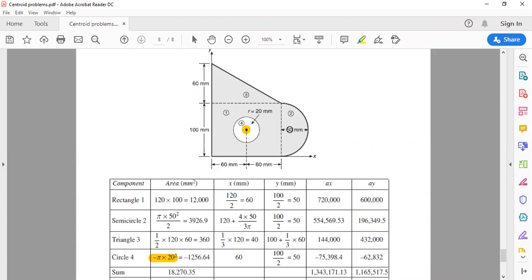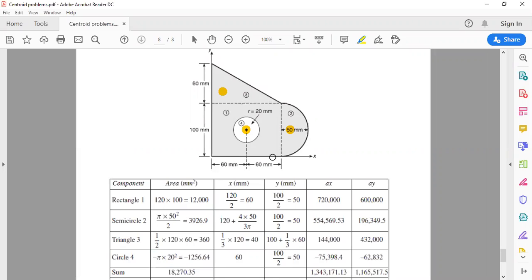Next, you have a semicircle whose centroid lies somewhere at this point, very close to the diametrical axis. Keep in mind, very close to the diametrical axis. Next, you have the third one, right angle triangle, whose CG lies somewhere at this point. And the fourth one is a circle whose CG already is being shown here, which coincides with the rectangle.